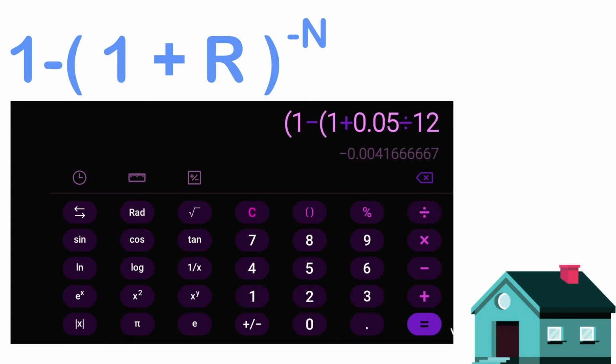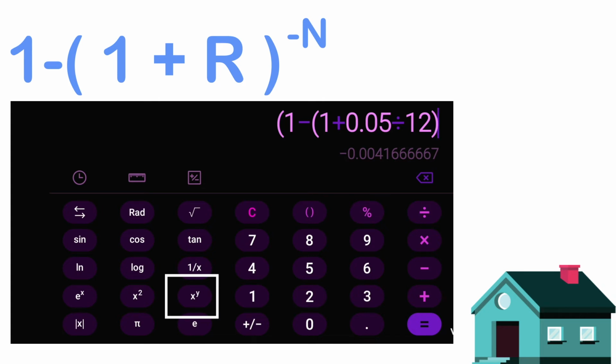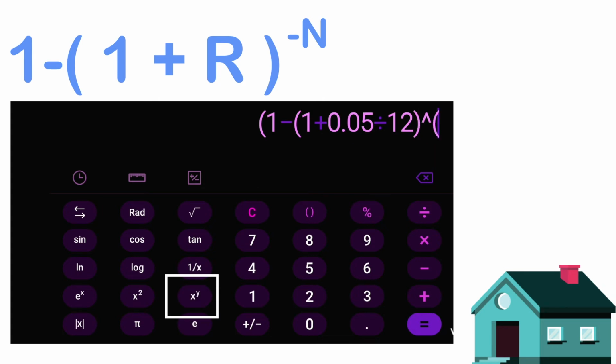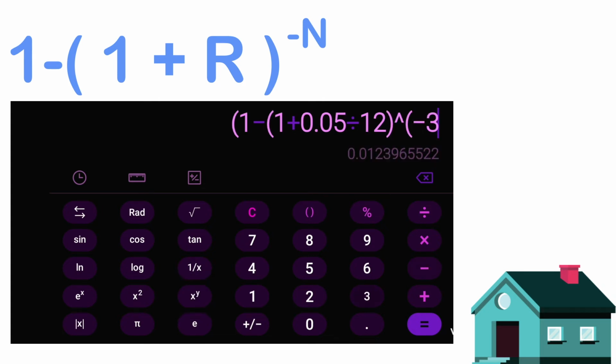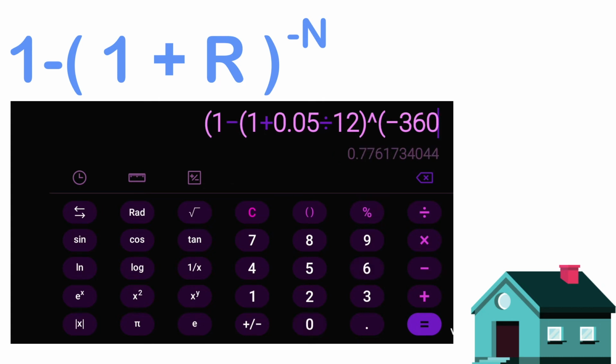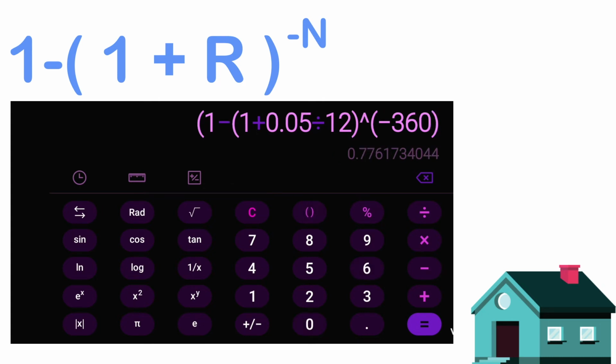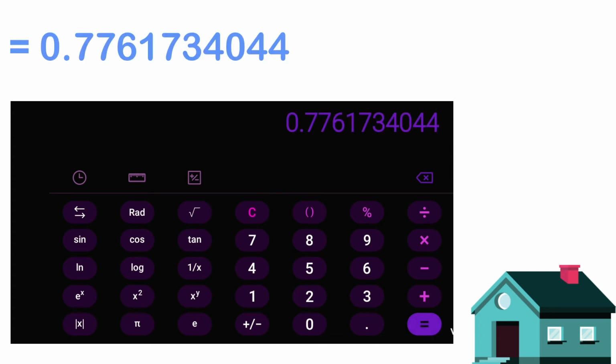Now, click the x to the power of y. This will automatically place a caret and a parentheses in the calculator. Finally, type in negative 360, then press the equal sign. You should get 0.7761734044. If you did, congratulations, you just got through the most difficult part of the calculation.